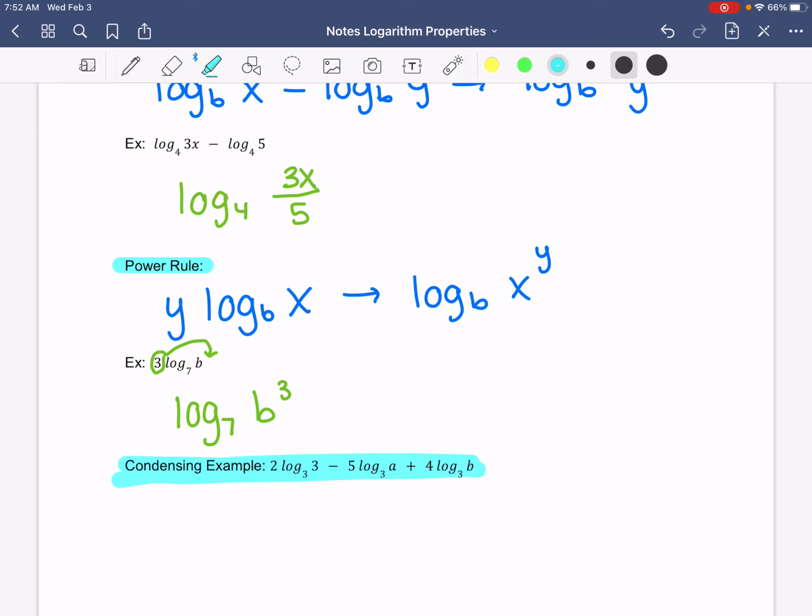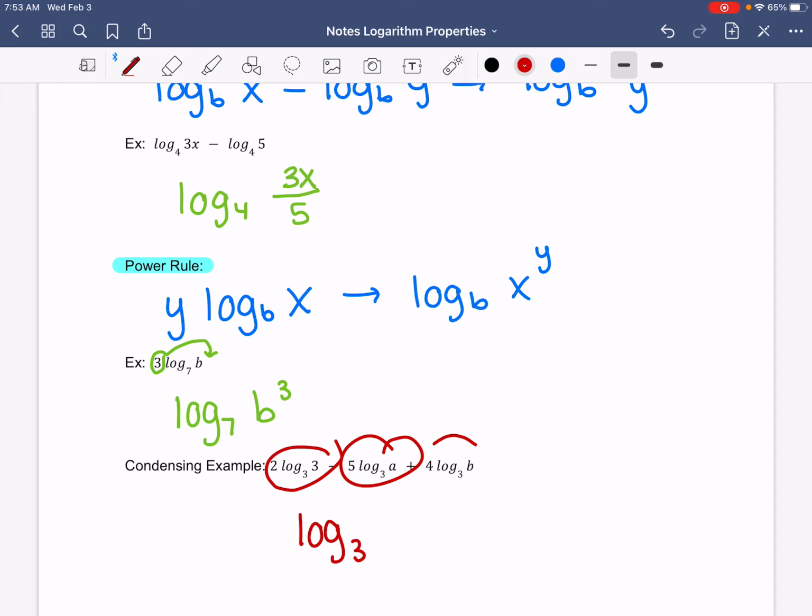It says 2 log base 3 of 3 minus 5 log base 3 of a plus 4 log base 3 of b. All right, so notice they all have the same log base 3, log base 3, log base 3. That means we can condense all of this down to just be 1 log base 3. Okay, there was originally three log base 3s, and we're going to be able to condense it all down to just one log base 3.